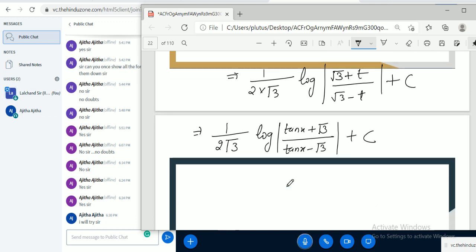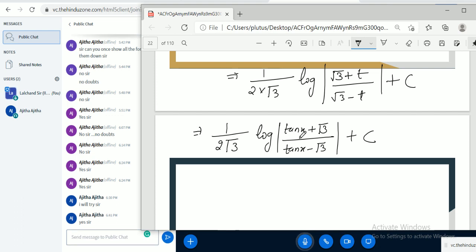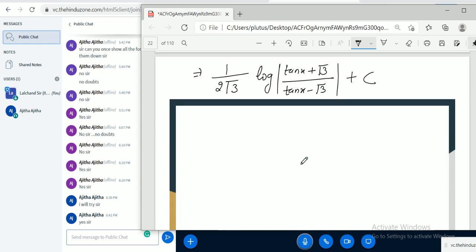Okay, are you following this question? Okay, so let us try to solve the next question. The next question is the integral of 1 upon 3 plus sin 2x dx. Okay, how to solve this question?